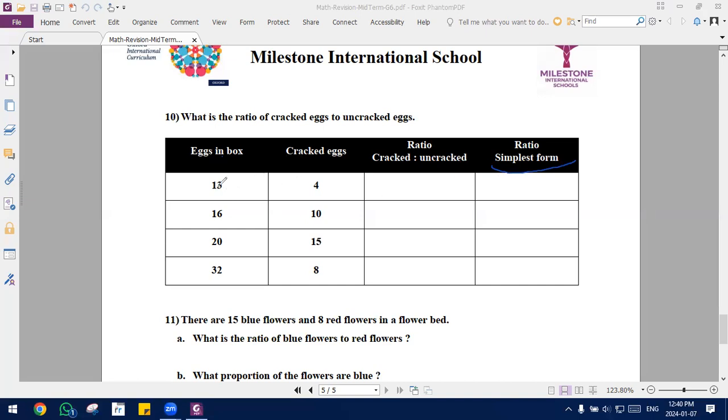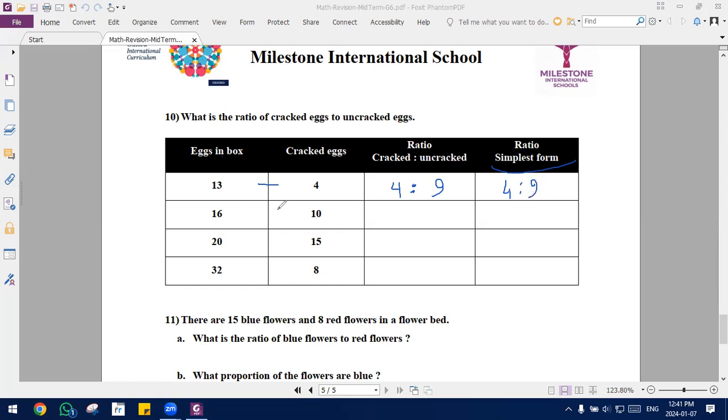Now we have 13 eggs, 4 of them are cracked. So how do we write the ratio? 4 is cracked. How many uncracked? We do 13 minus 4, because 13 in total, 4 of them are cracked. So uncracked ones are 9. Can we simplify it? No, it's already simplified.